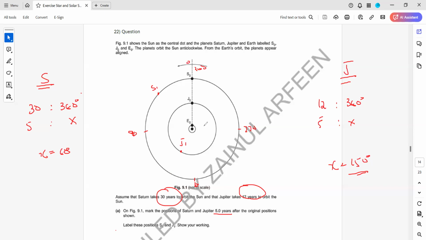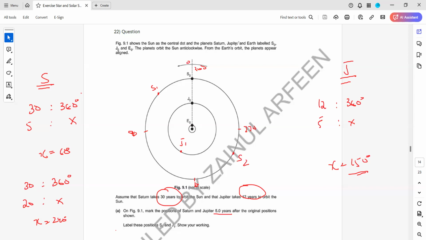Now, the next part asks for the position after 20 years. In the same way, for Saturn, 360 degrees or one complete revolution takes 30 years. That's the orbital duration. But in 20 years, it will be X. When we cross multiply, we got 240. So 240 will be somewhere here. So this is the new position of Saturn.